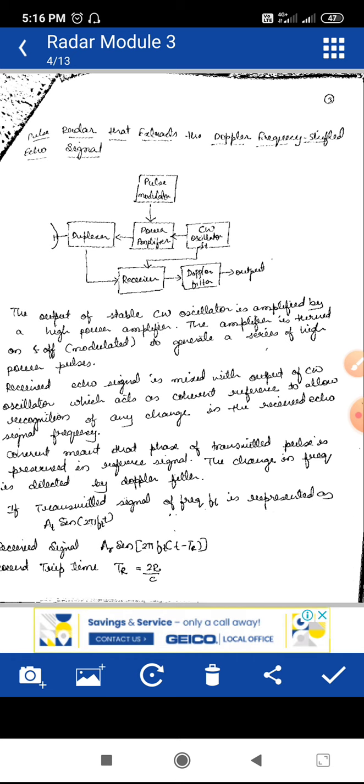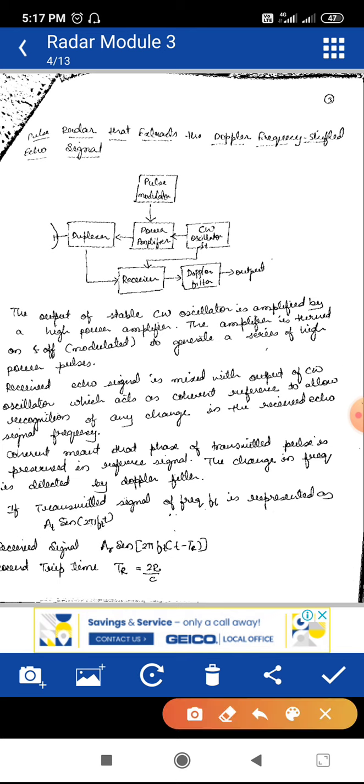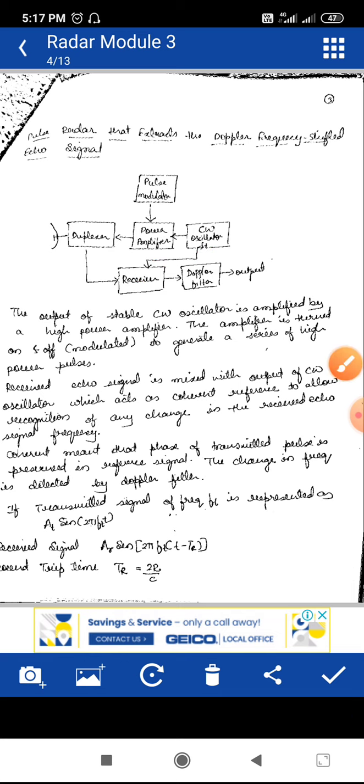Then again we are receiving at the receiver side, and we are using a Doppler filter to extract the Doppler frequency shift that has taken place. Here it is a coherent method, that is we are again using the reference for detection purposes. At the receiver side we are using the reference, the arrow which is coming from the continuous wave oscillator. So this arrow indicates that it is a coherent receiver.